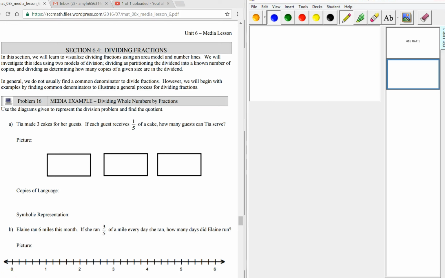In this video, we're going to look at section 6.4, dividing fractions. And this first problem is a really good way to motivate dividing by fractions.